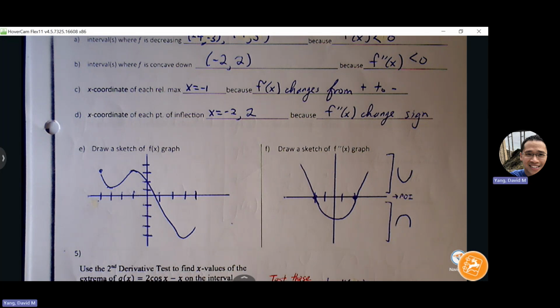That double prime graph has the same domain, right? Yes.